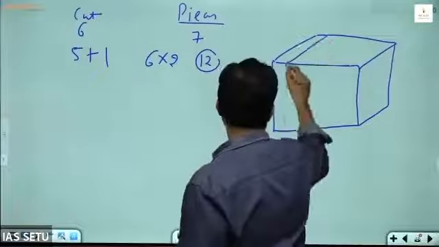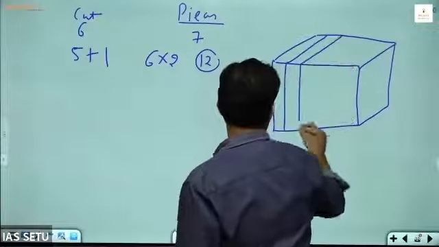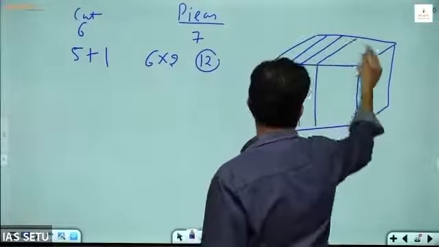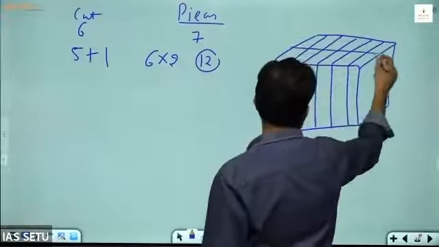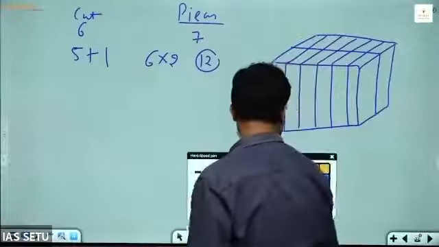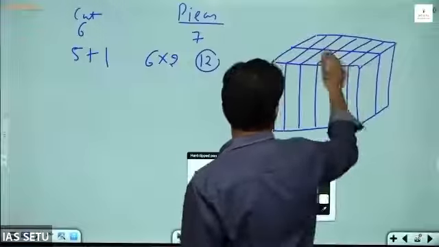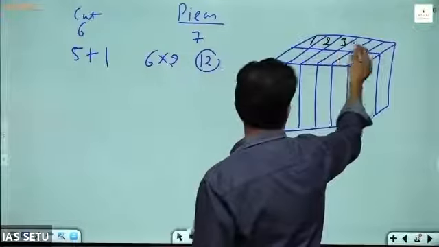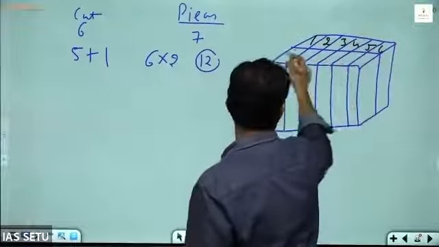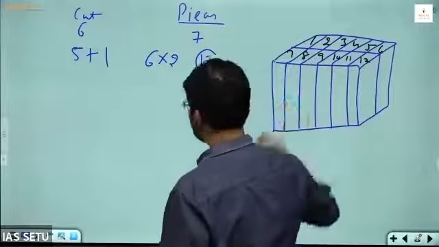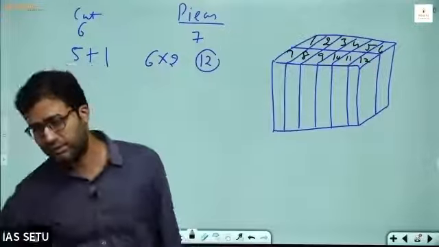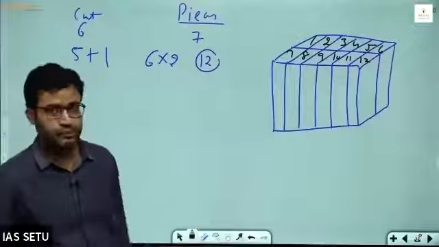Cut number 1, cut number 2, cut number 3, cut number 4, cut number 5, and cut number 6. So you see there are two layers. In this layer you have 1, 2, 3, 4, 5, 6, and this layer also 7, 8, 9, 10, 11, 12. 6 in this layer, 6 in this layer. We have 12 pieces. But time consuming.